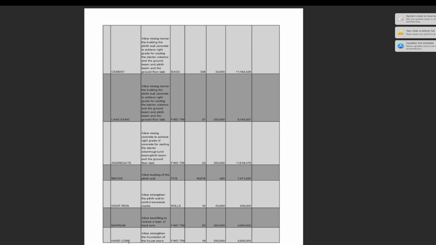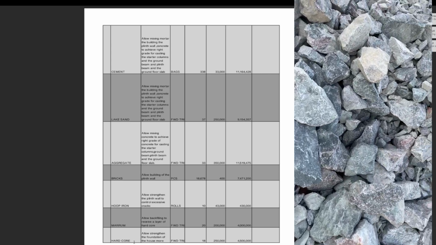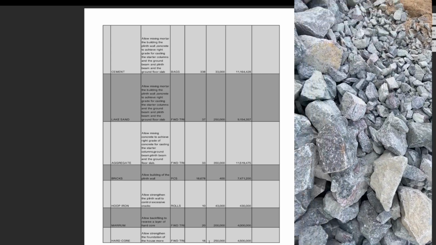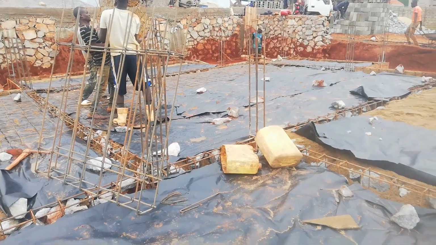We also bought hardcore. Hardcore was to strengthen the foundation of the building more, and we bought 18 forward trips. Each trip cost us 250,000 shillings, and that cost us 4.5 million shillings.